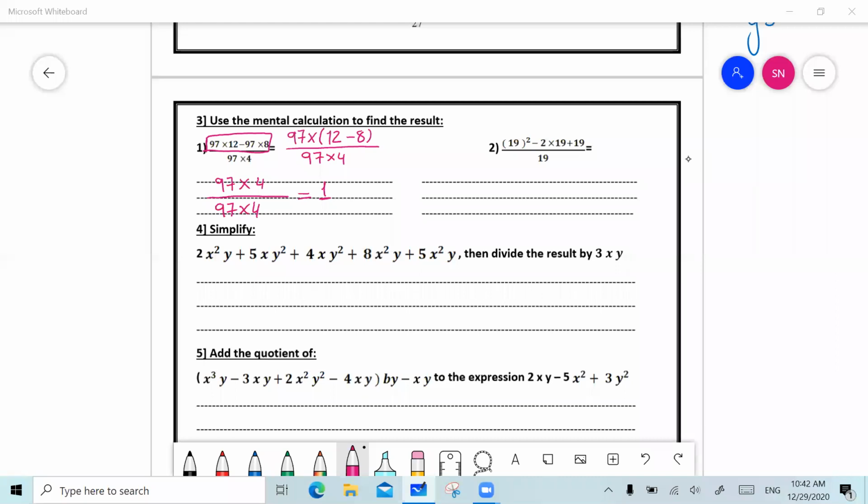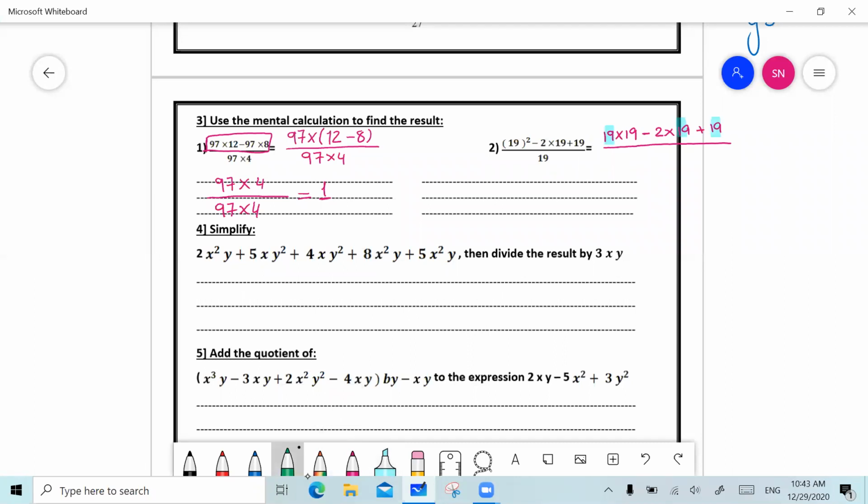Question number 2, I have 19 all squared minus 2 times 2 times 19 plus 19. So again, I'm going to use the distributive property. 19 to the power of 2 means 19 times 19. Negative 2 times 19 plus 19. As you can see here, the repeated number which I have is the 19.